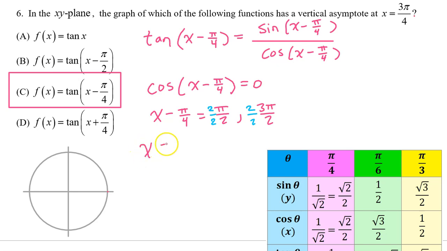So we will have x is equal to 2 pi over 4 plus pi over 4 is 3 pi over 4. And 6 pi over 4 plus pi over 4 is 7 pi over 4. Option C will have vertical asymptotes at these two angles, and one of those angles is 3 pi over 4. So the answer is C.